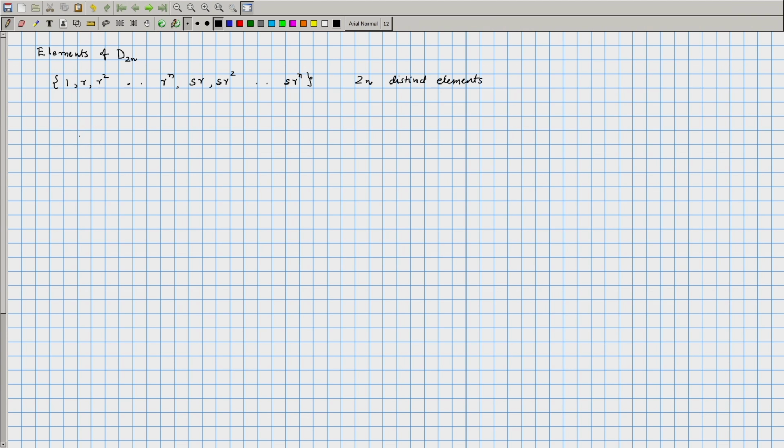Let us look at a general element. The identity element, how it multiplies is clear: 1 multiplies with anything and gives the same thing. If you have something of the form r raised to i, it could either multiply with r raised to j, or r raised to i could multiply with S r raised to j. Or you could have, let us say, S r raised to i and S r raised to j.